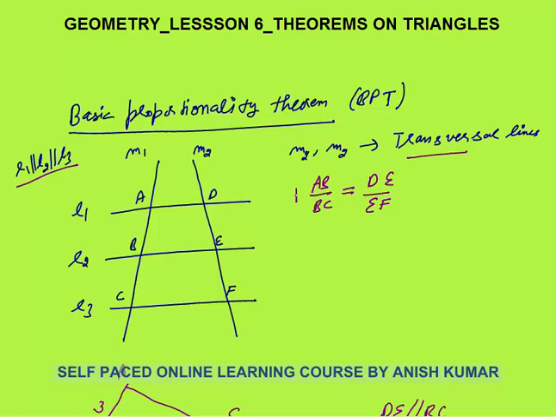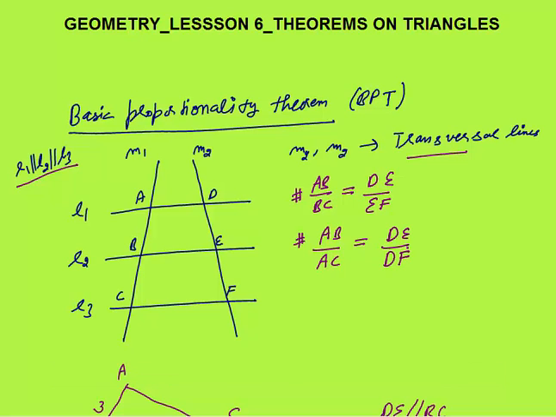Corresponding parts will be in the same ratio. Not only AB upon BC, there can be many ratios. AB upon AC. You can take AB the smaller one, AC the bigger one. AB upon AC will be equal to DE upon DF. This ratio will be equal.